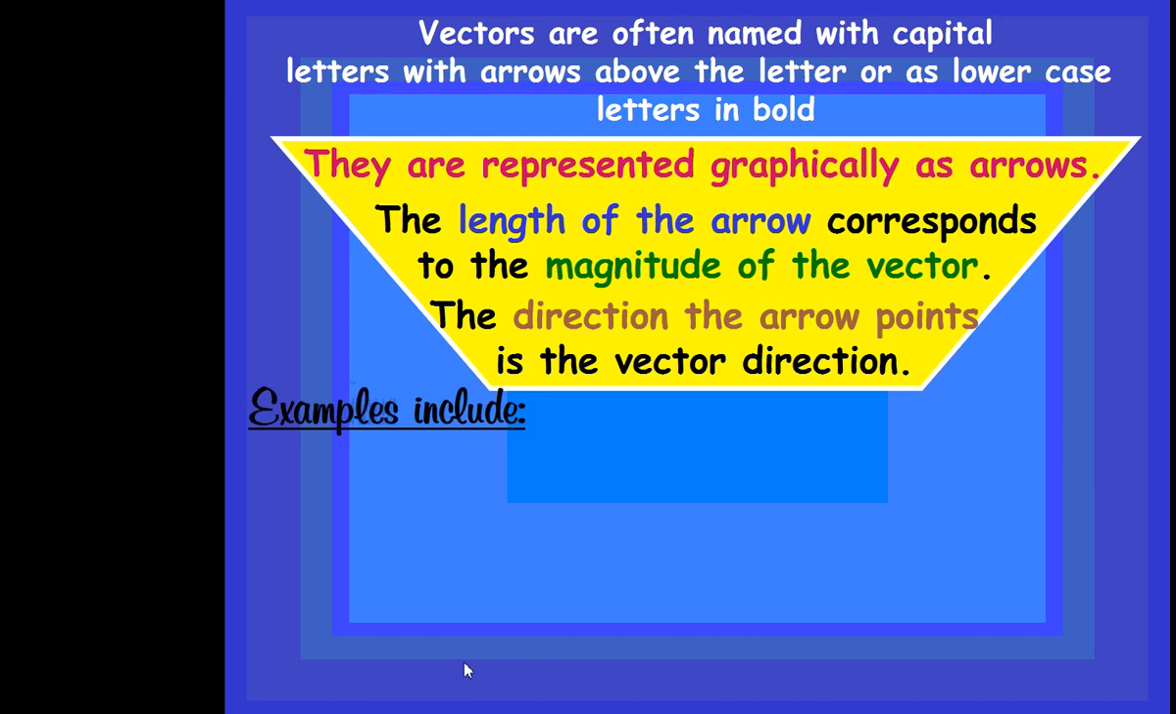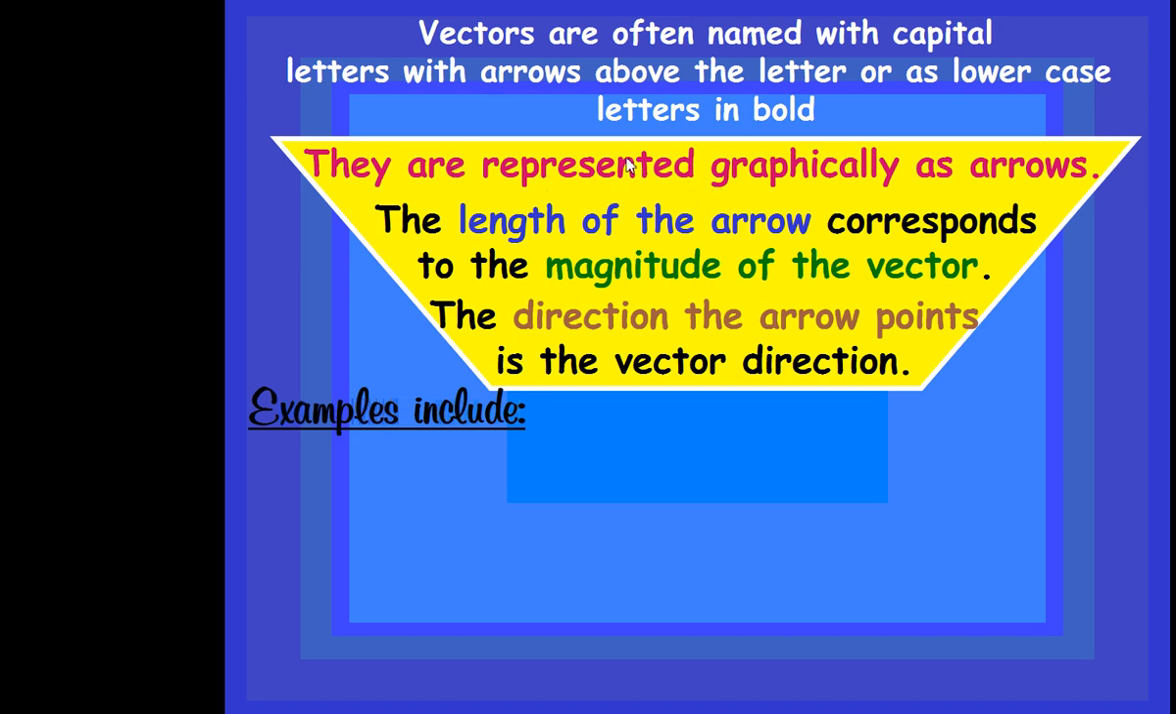So vectors are often named with capital letters. There's different ways to do them. Sometimes you use P and Q and all that kind of thing. So vectors are often named with capital letters with arrows above the letter, or as lowercase letters in bold. So to draw them in bold, maybe you'd have to draw them in thick kind of writing. You'll see some examples coming up.